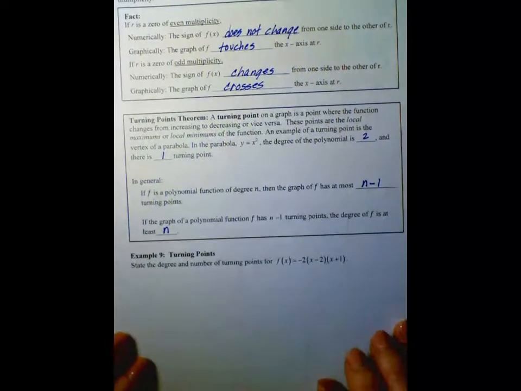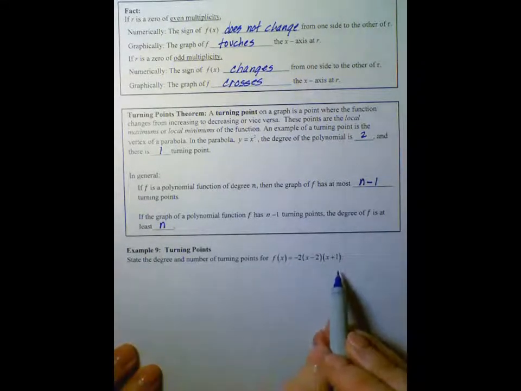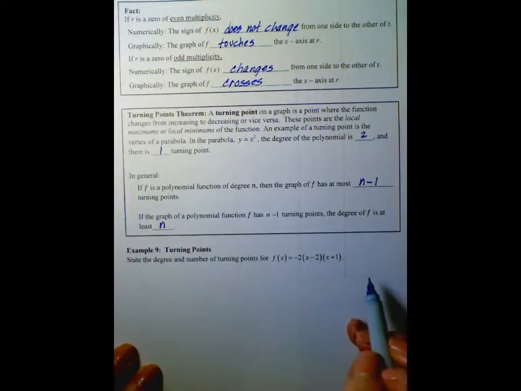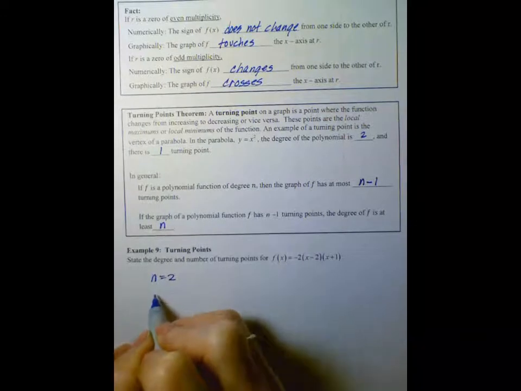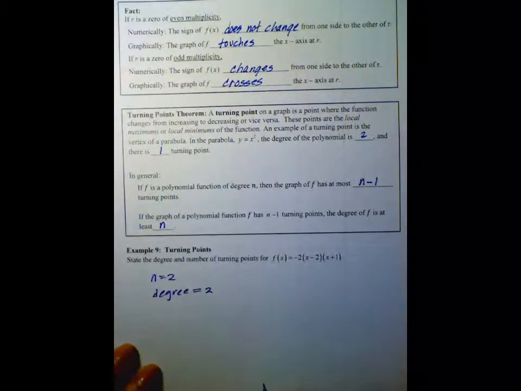Okay, so let's look at this example for turning points. Example 9: state the degree and the number of turning points for f of x equals negative 2 times (x minus 2) times (x plus 1). So we've got to figure out the degree of this polynomial first. Do we have to multiply that all out to figure out the highest power on x? No. If you FOIL these and then multiply by negative 2, the highest power is going to be 2, right? So n equals 2. In other words, the degree is 2. Our highest power would be 2.